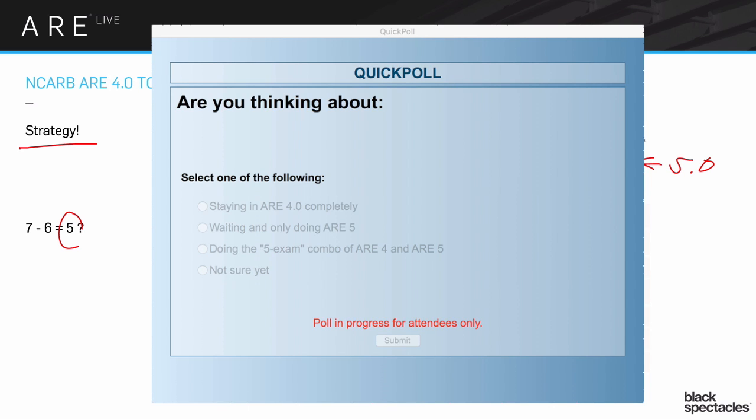So let's go ahead and see what everybody's thinking about right here. Okay. Quick poll, what you're thinking about doing here, staying in A.R.E. 4 or 5, or doing the combo, or maybe not sure yet. We'll close this up here in about 15 seconds. We'll do it real quick.